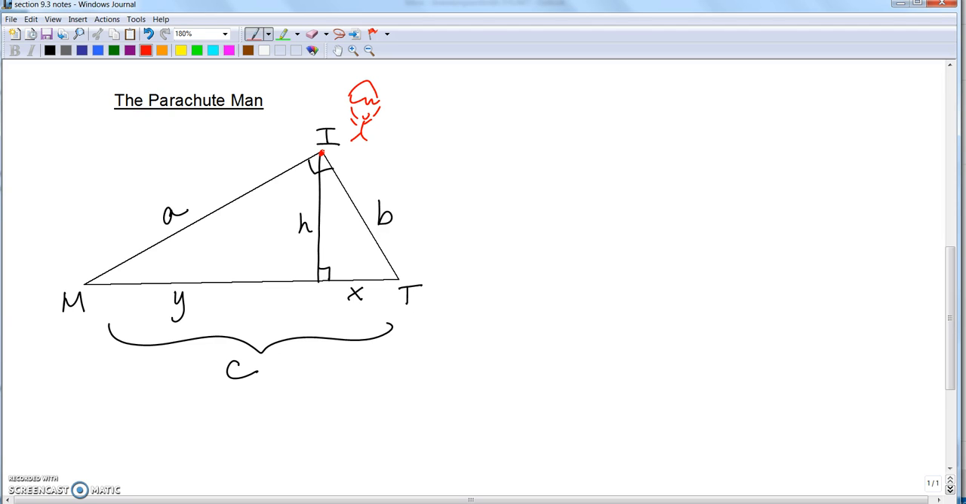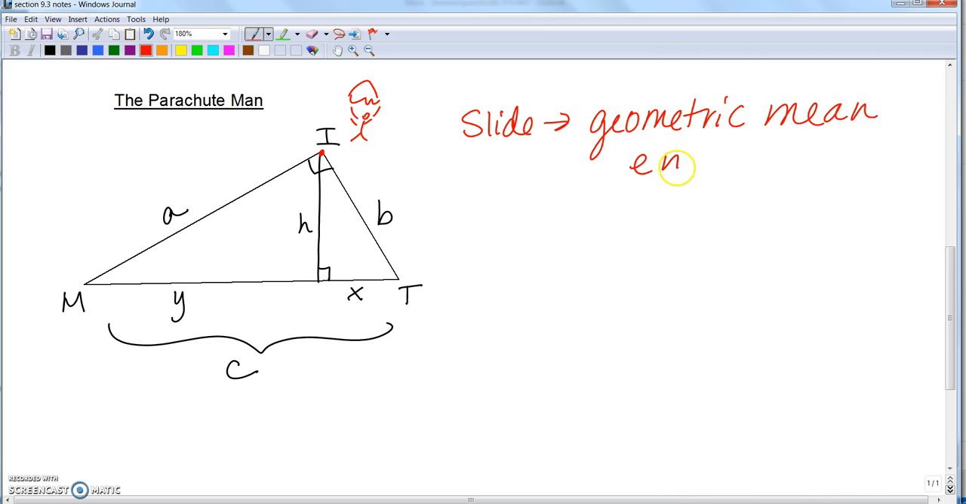No matter how the picture is turned, you might have to turn the picture to help visualize it, but there's this dude coming in on a parachute. Now, he has no choice but to get to the ground, so he's going to have to slide down one of the three pieces, either the legs or the hypotenuse. So he's going to slide down by A, he's going to slide by H, or he's going to slide by B. You have to figure that out, okay? The slide is always in the geometric mean spot. So don't forget Emmy to help you remember which one goes where.